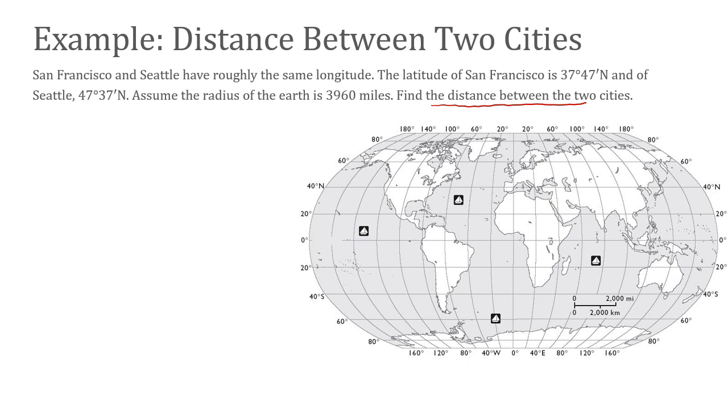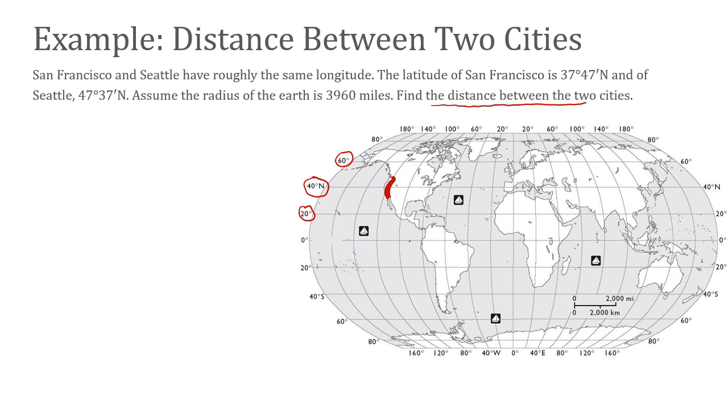The latitudes run horizontal, so I can see that horizontally we have some things labeled 20 degrees, 40 degrees, 60 degrees north. San Francisco is in North America at around 37 degrees, so I'm going to make this dot large. That's San Francisco. And Seattle is going to be on that same longitude line, roughly, but with a latitude of 47 degrees, so maybe about right here. So we are interested in that arc length.